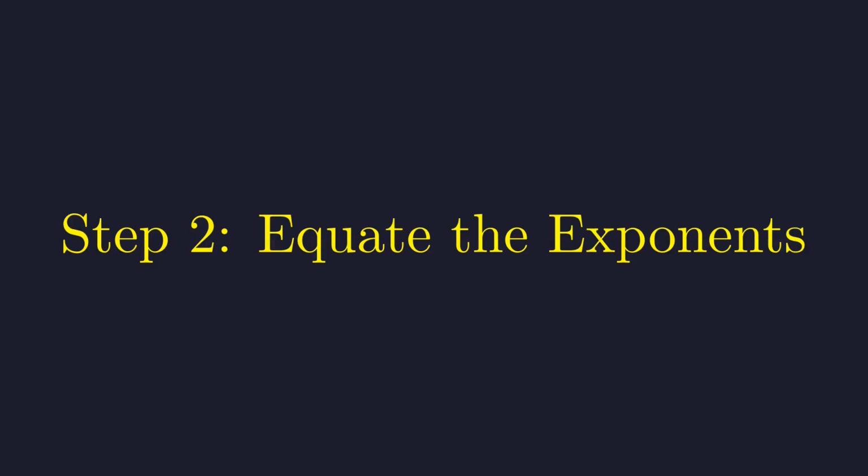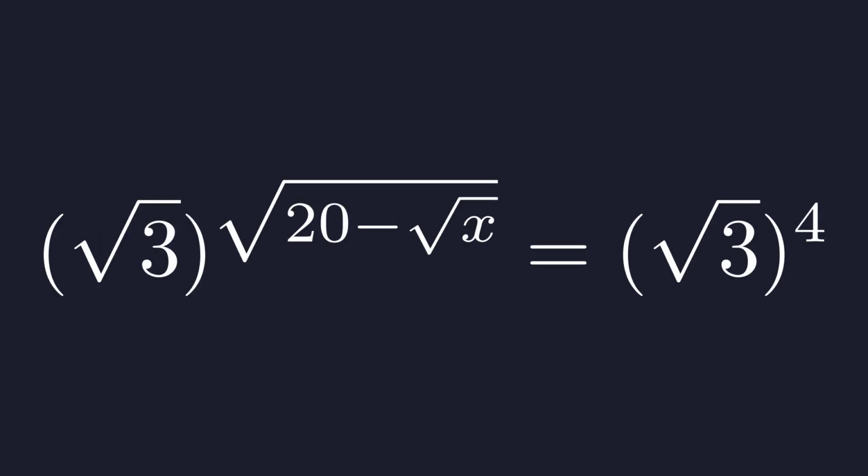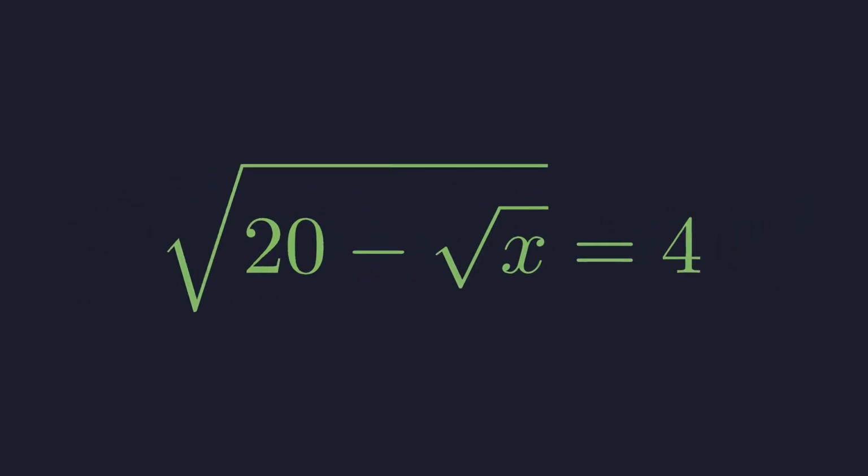With the bases unified, the problem becomes much simpler. We can now focus solely on the exponents. Here's our equation now. The bases on both sides are identical. Since the bases are the same, for the equation to be true, the exponents must be equal to each other. This gives us a much simpler radical equation to solve.